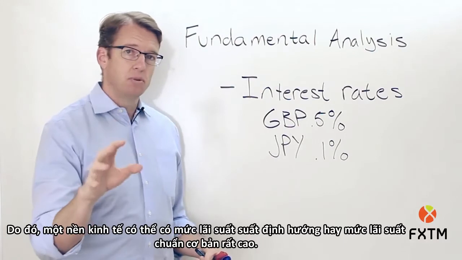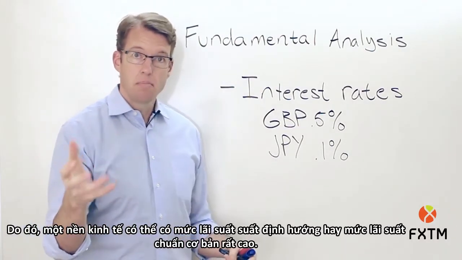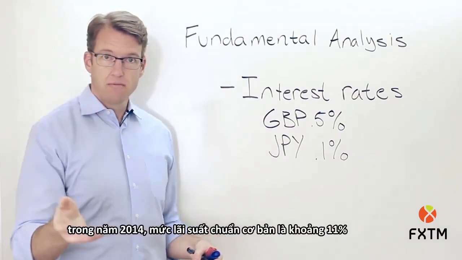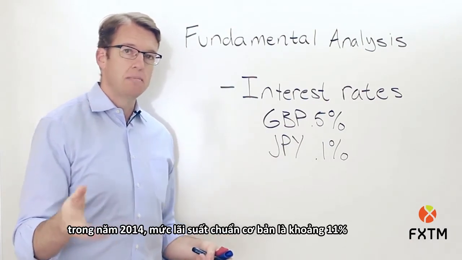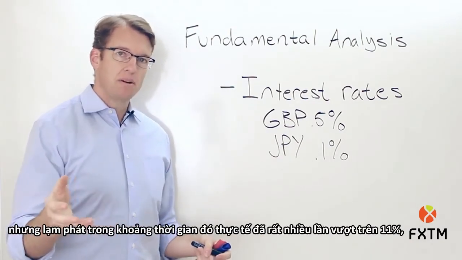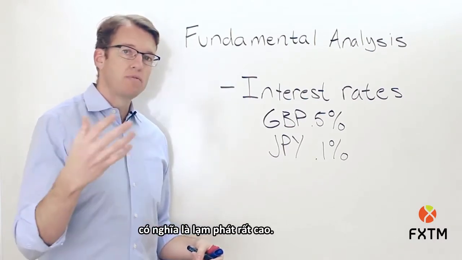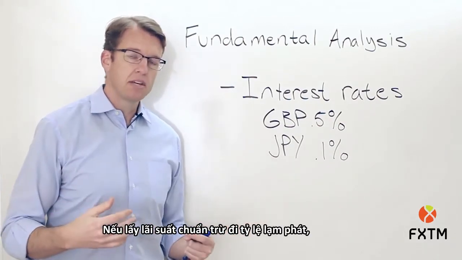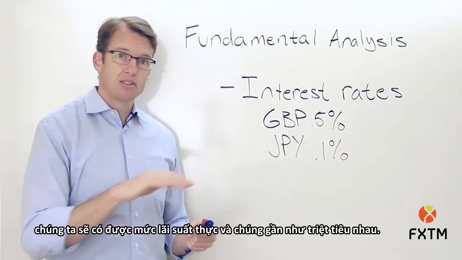So it is possible for an economy to have a very high target rate or key benchmark rate. Take Russia, for example. Through 2014, the key benchmark rate was about 11%, but inflation during that same period of time would actually exceed 11% from time to time. So it was also very high. Well, if we take their benchmark rate and we subtract that inflation rate, then we get the real interest rate, and it kind of cancels that out.